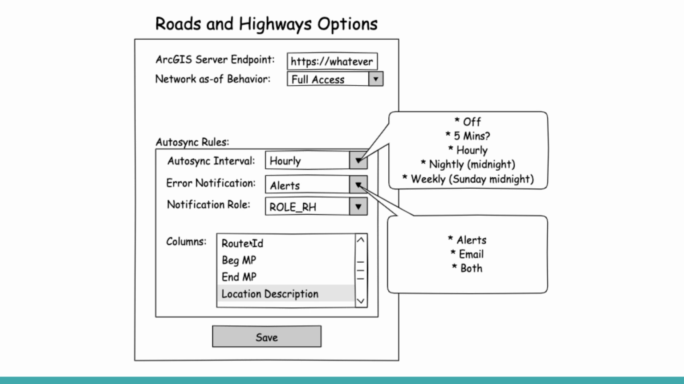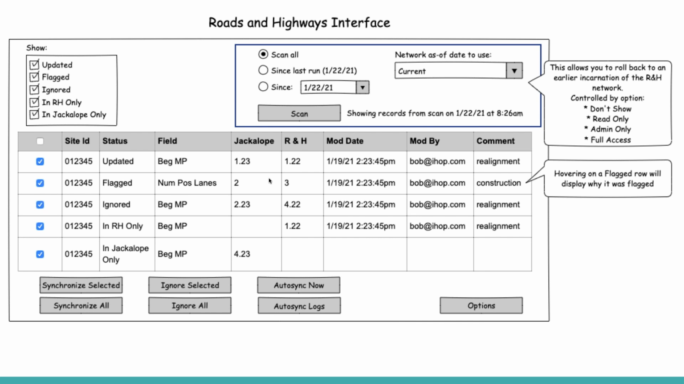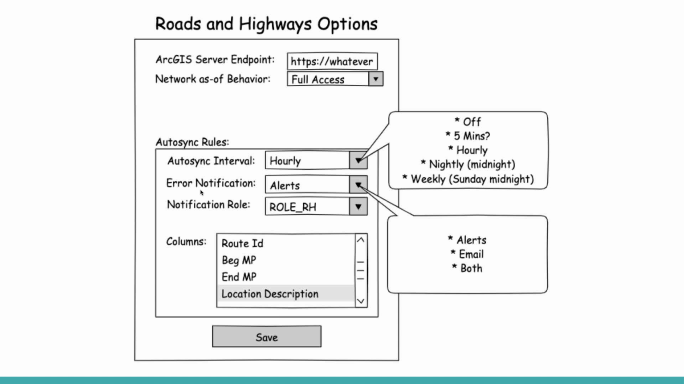Oh, and by the way, hovering on a flagged row will give a description of why it was flagged. In this case, it would be you tried to change the number of lanes out from underneath a short-term count that was taken. And then the auto sync is the ability to do this automatically. So this is a completely manual process, everything I've described so far, but we did talk about making this automated. And let me actually go to the next page. I'm going to talk about the options, and the options talks about auto sync a little bit.